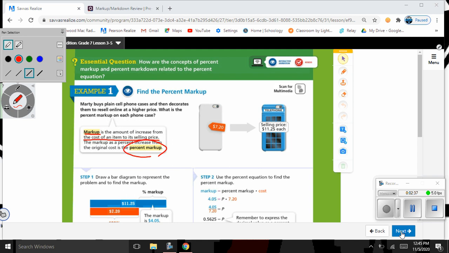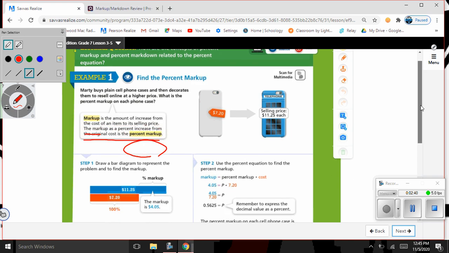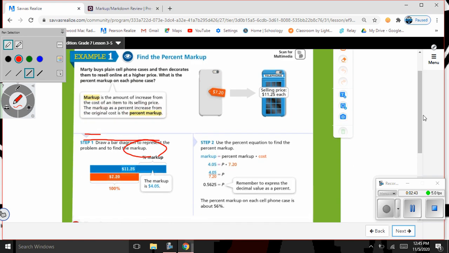So again, as we talked about before, they're big into drawing these bars or blocks to represent the situation. In this situation, we have a cell phone at $720, and the selling price is $1,125. So somebody buys a cell phone for $720 and then turns around and sells it for $1,125. You may want to know what the percent markup is. If we're representing 100% as our $720, the first thing we have to identify is how much the markup is. So we subtract $1,125 minus $720 to get our $405.